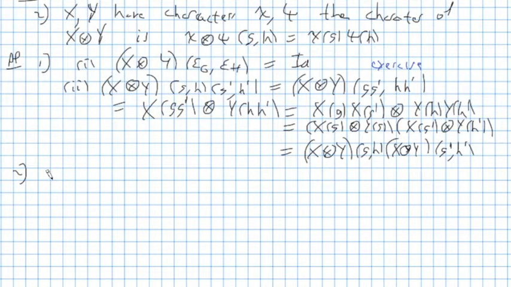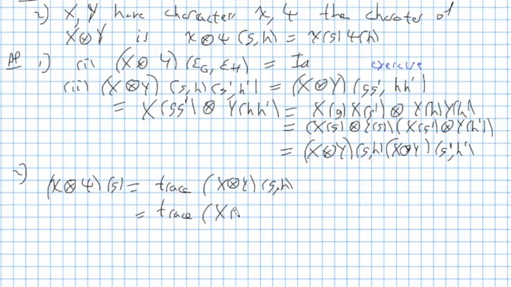Well, if we're going to compute the character, let's denote it by this form of G. So we need to take the trace of this tensor product of matrices. So this is the same as the trace of XG tensor YH.